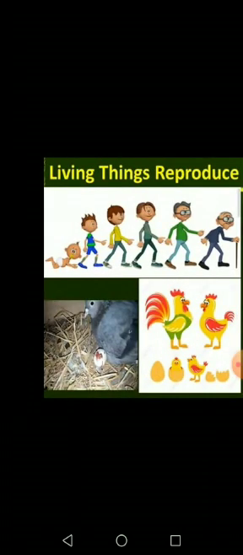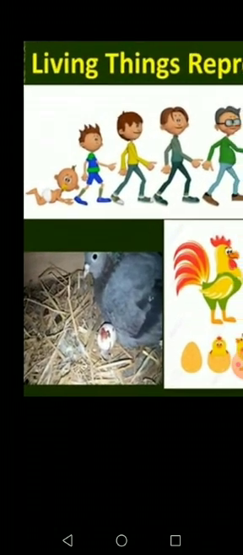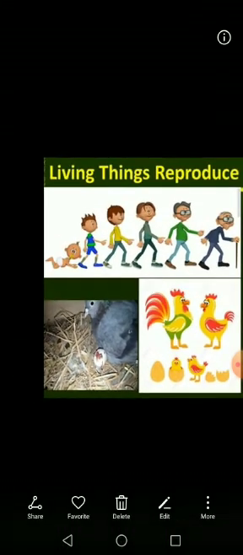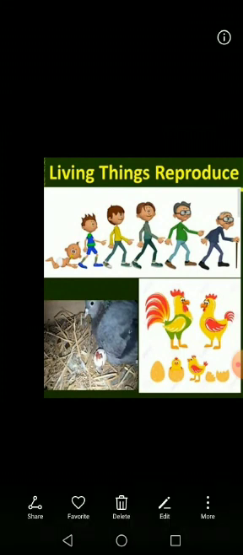Okay, now the sixth characteristic is reproduction. So, reproduction is a process through which living things can produce more of their own kind. Like you see in this picture, child grows into an adult, and similarly, birds lay eggs, and a hen lays eggs, then it develops into a chick, so they can reproduce their own kind. So dear students, this was all about the characteristics of living things.